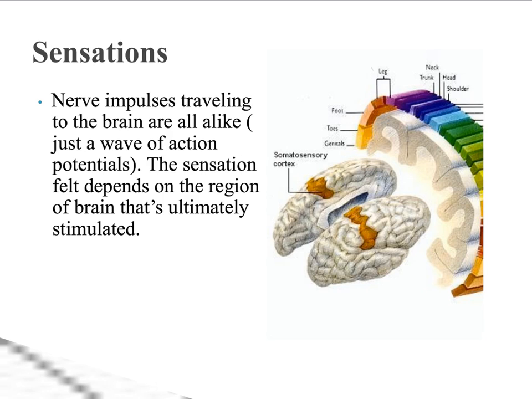Sensations all look the same en route to the brain. They're just nerve impulses, action potential waves traveling along nerve fibers. So it's not until the brain that we actually interpret what that sensation is. So it all depends on where the impulse ends up in the brain. So if that sensation travels from the body and ends up here, then I'm going to feel it in the trunk. If it's traveling through my body and it ends up in this part of the brain, then I'm going to feel it in my foot. So where the impulse ends up ultimately determines what type of sensation we interpret.